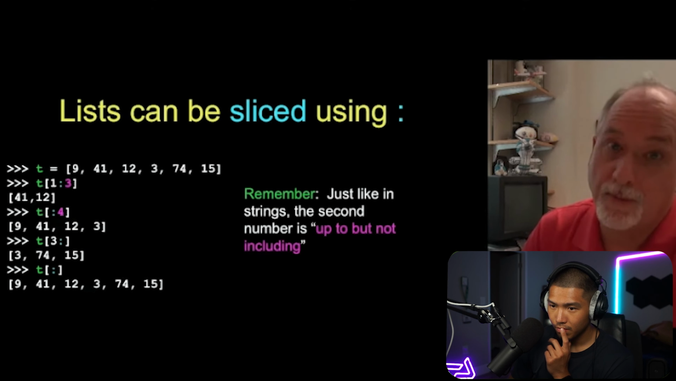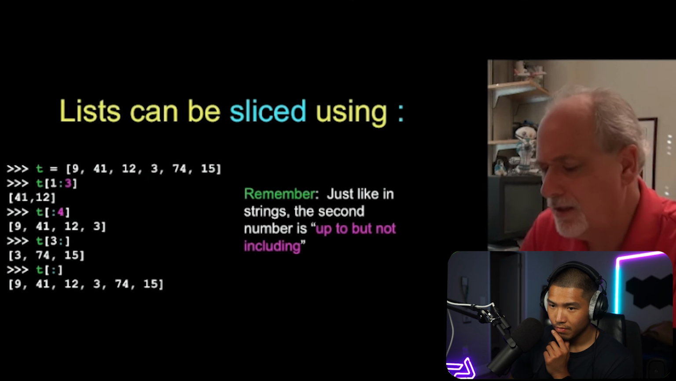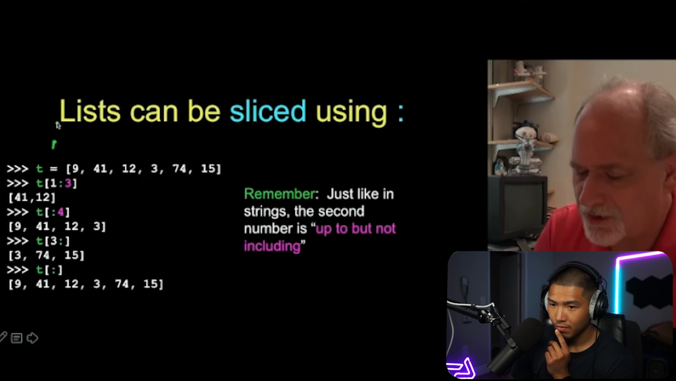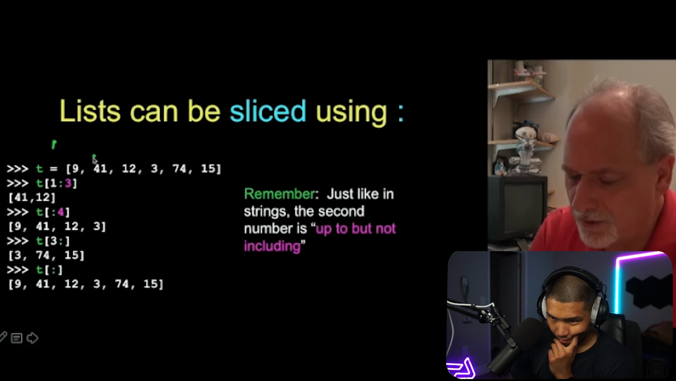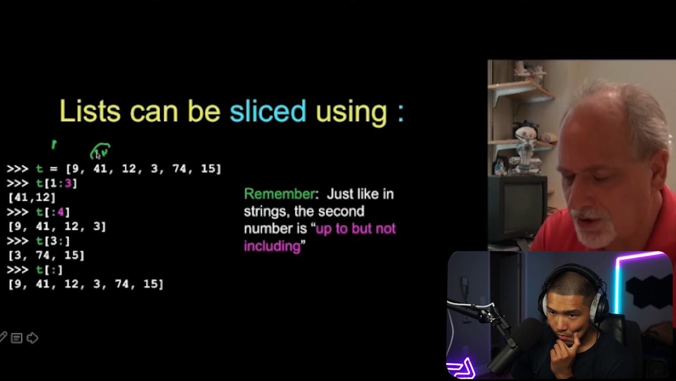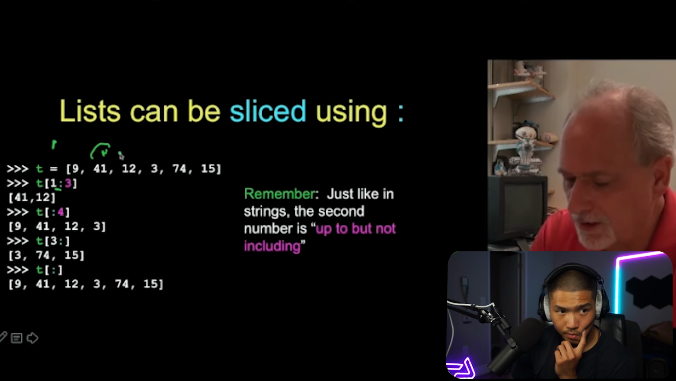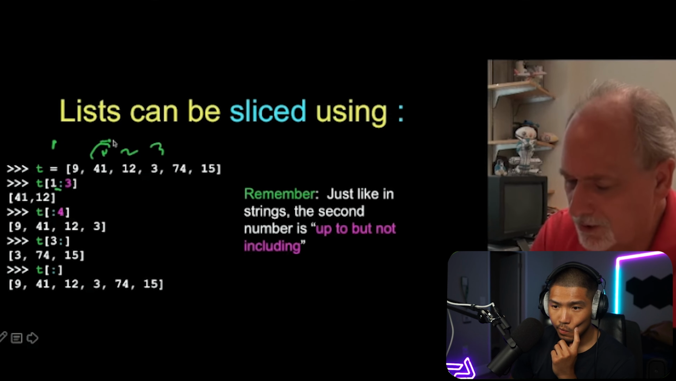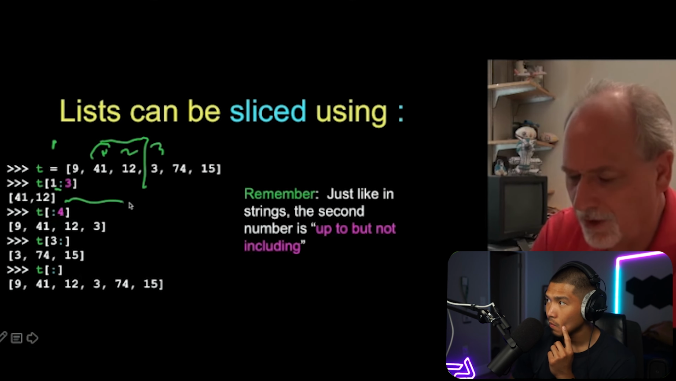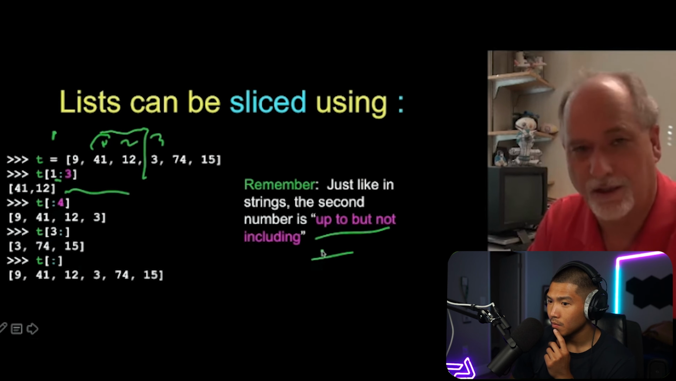It's easy to remember. If you remember how strings work, lists work exactly the same way. So of course it's a little tricky. The first number is the starting position. They start at 0. So 1 is right there. So it's the 0 position, the 1 position. Start it right, but go up to, but not including 3. There's 1, 2, 3. So this goes up to, but not including 3. And that's why we get 41 and 12 out of that. So up to, but not including. I'll just say that over and over again.